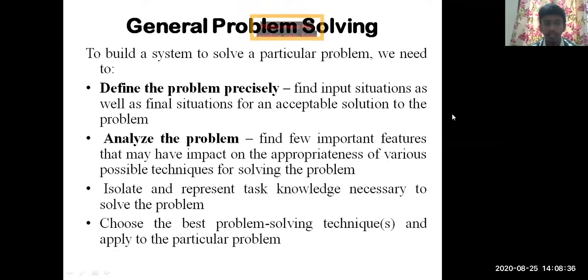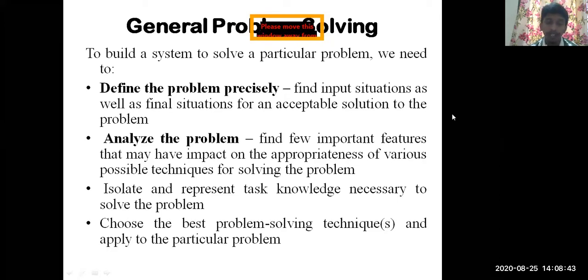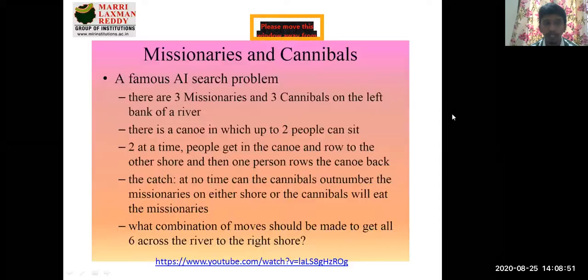Exactly in the same manner, when you're talking about problem solving in AI, you need to understand the problem properly first. Only then will you get into the problem solving techniques, and we will try to apply the knowledge accordingly. Okay, yeah. So previous things all were covered.